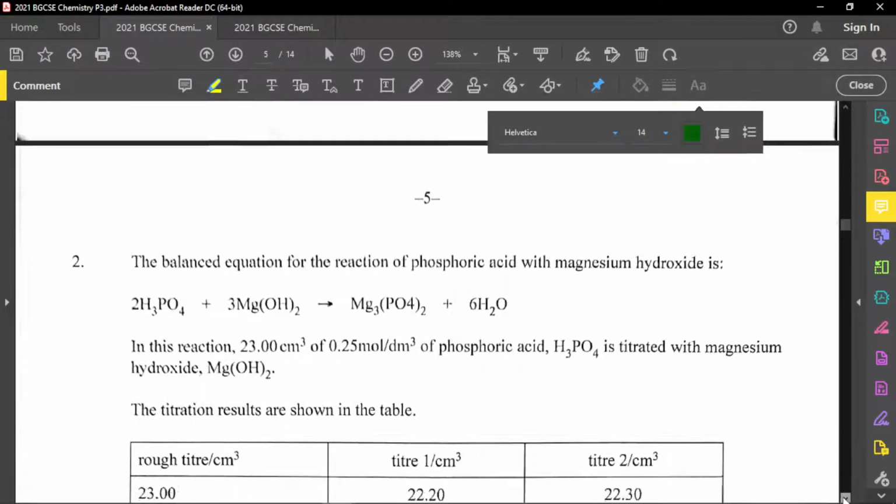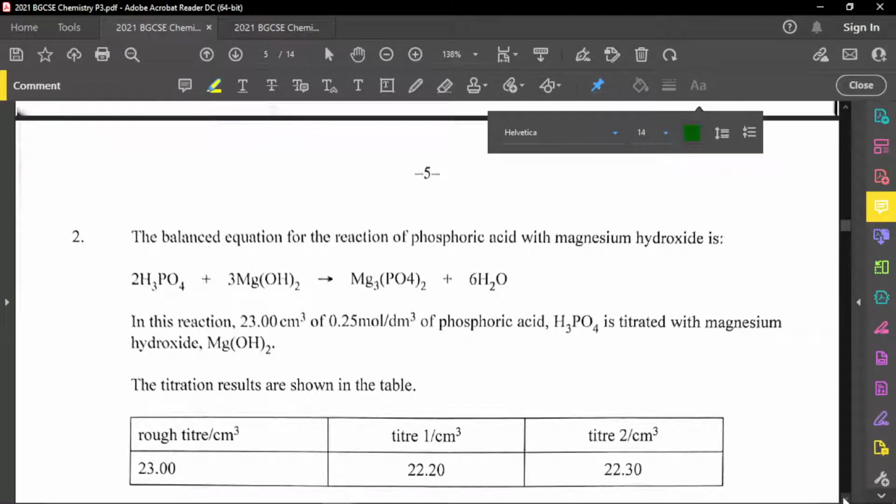All right, so question number 2. It says the balanced equation for the reaction of phosphoric acid with magnesium hydroxide is given, and it is stated here, as you can see. In this reaction, 23 cm³ of 0.25 moles per dm³ of phosphoric acid, which is H3PO4, is titrated with magnesium hydroxide, which is Mg(OH)2. The titration results are shown in the table. Here you have a rough titre, and then the titres, which are 22.2 and then the second one is 22.3.